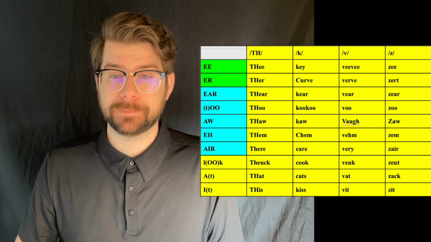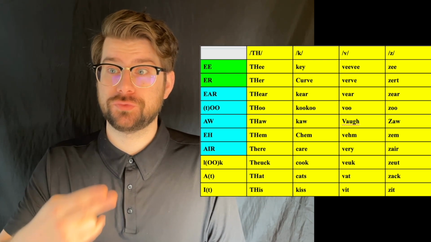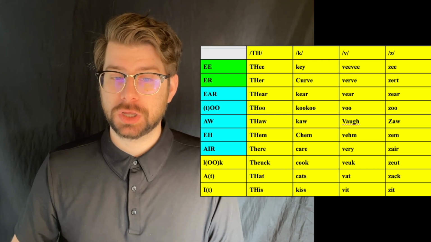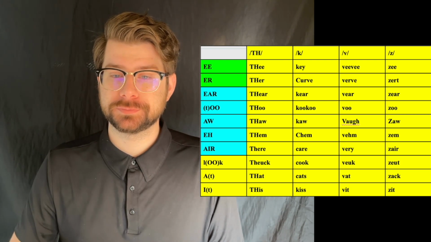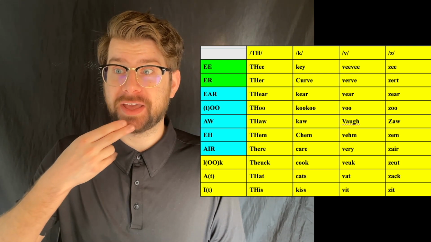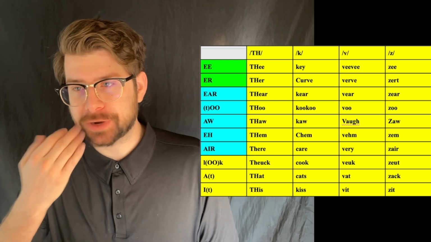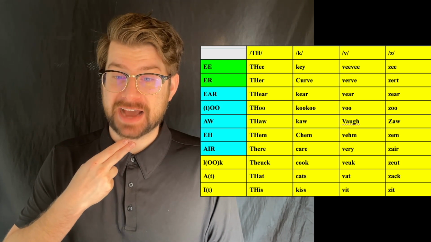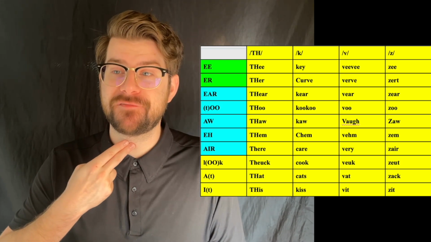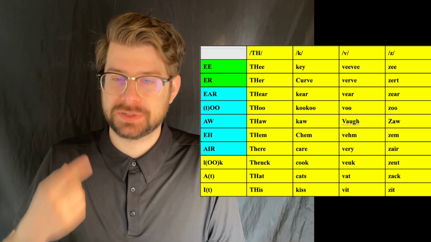For the V sounds, we have vee, verve, veer, vu, thaw, them, very, vook, that, and vit.